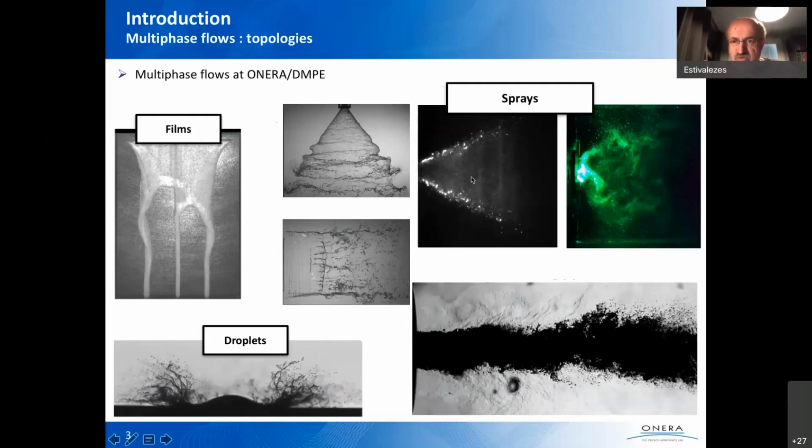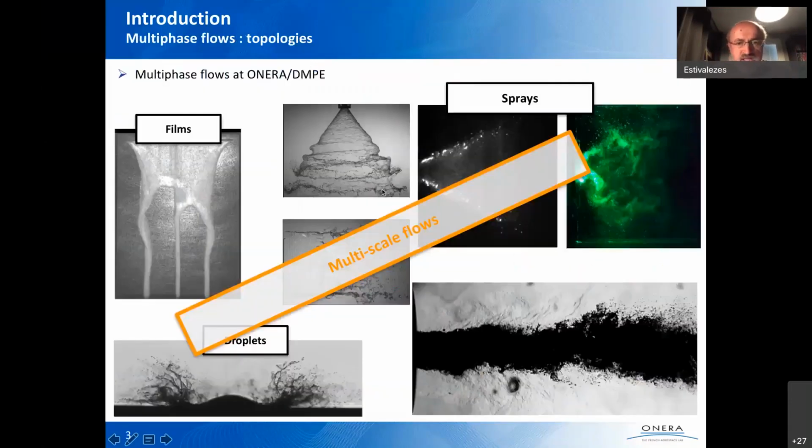You have also formation of spray. When the liquid part is atomized, it will break up in small droplets and form a spray that will burn, for example, in combustion chamber of aircraft or rocket engines. And on this last picture, you have an experimental photograph of liquid oxygen jets sheared by hydrogen. This is the system of propulsion in rockets launcher.